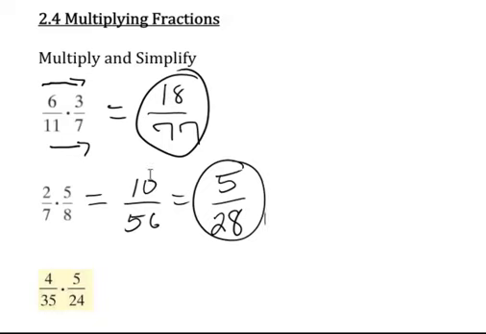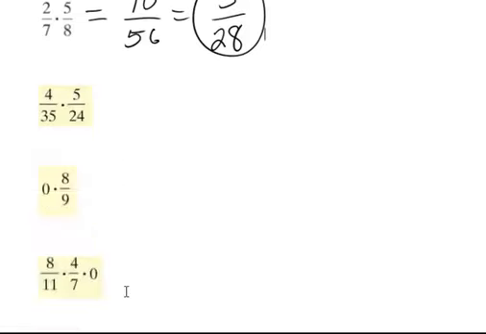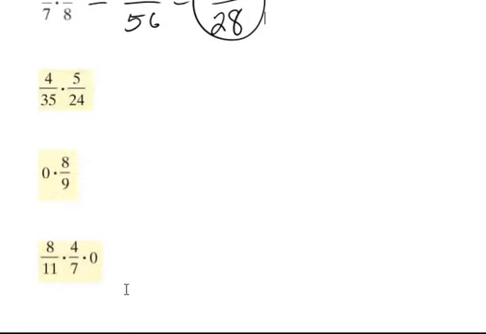Now the next problem, I'm still going to multiply and simplify, but I'm going to do this one slightly different. Instead of waiting till the end to reduce, I'm going to go ahead and reduce at the beginning. The way that we reduce at the beginning is we're going to look at the numbers on the top, and see if any of those numbers on the top part of my fractions will reduce with any of the numbers on the bottom part of my fractions.